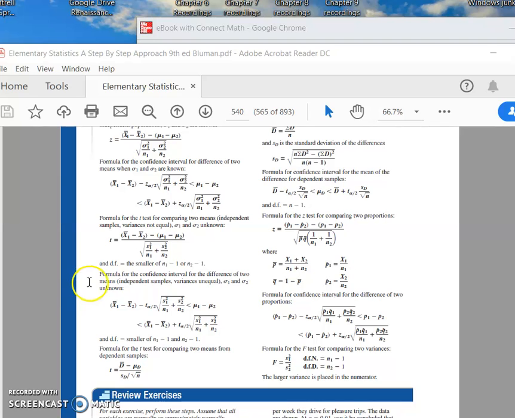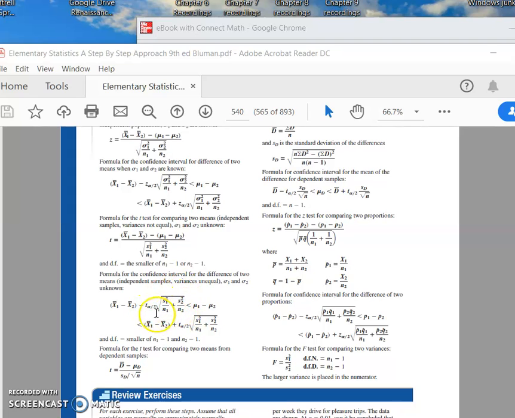Just like before, we consider the mu1 and the mu2, or mu1 take away mu2, that delta mu, as a random variable. We may wish to estimate it. The way we estimate it is we find the point estimate. The point estimate is x bar 1 take away x bar 2, so it's the delta of the x bars. That's your point estimate.